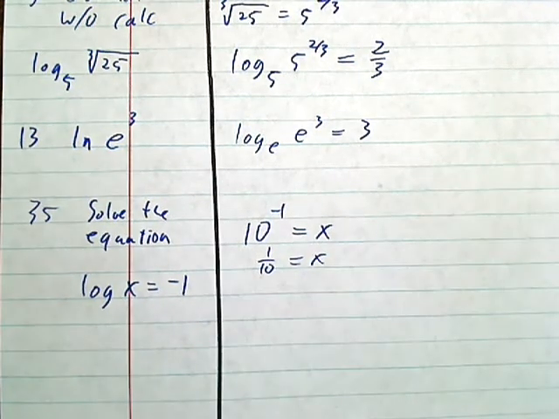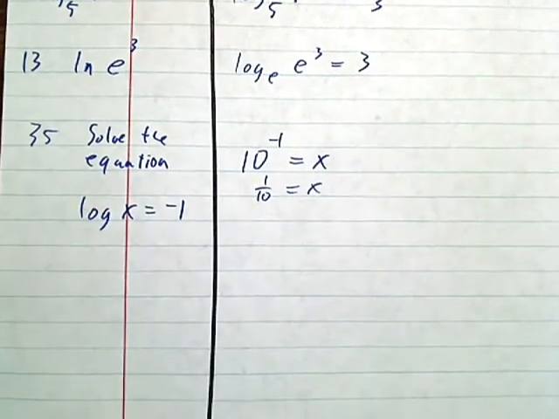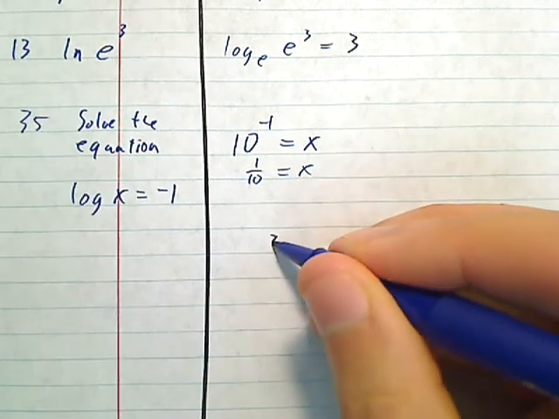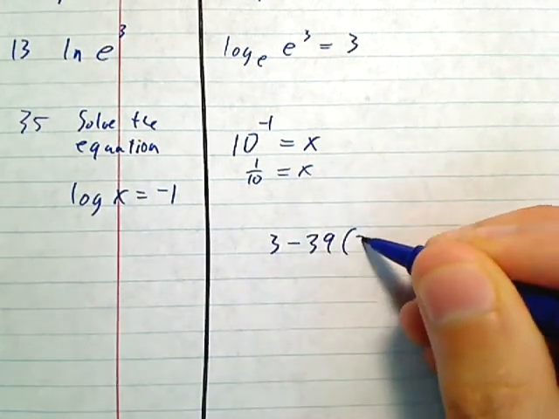There's number 35. Go ahead and do your 3 questions. Your assignment for this section, after you do your vocab and summary, it's 3 through 39, 3N.